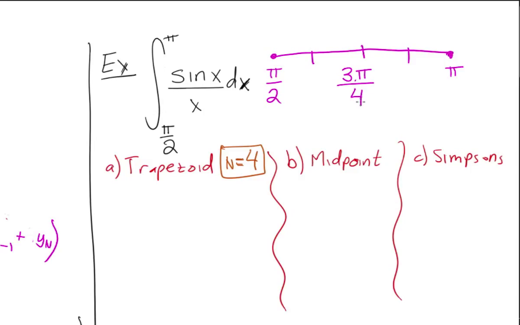And then halfway between pi over 2 and 3 pi over 4 is... Pi over 8? How many? 5 pi over 8. Oh, okay. Sorry, I thought I heard something else. 5 pi over 8. And then 6 pi over 8, and 7 pi over 8.